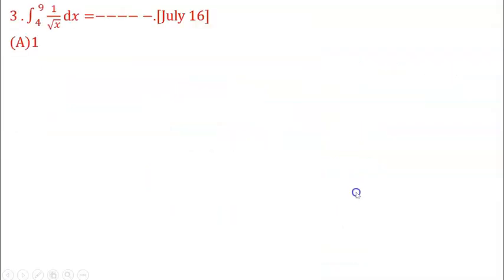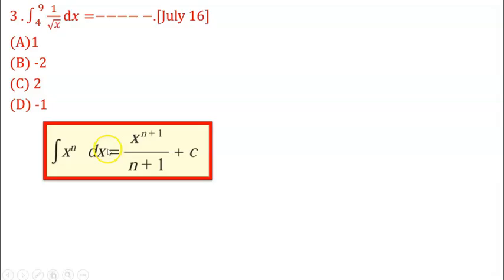Next, integral 4 to 9 1 upon root x dx. This question was asked in July 16 examination. First option A is 1, B is minus 2, C is 2, and D is minus 1. Now we'll evaluate this integration with this formula.